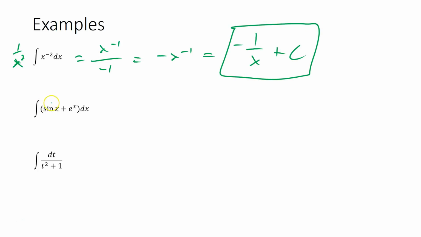All right, next one, the antiderivative of sine x plus e to the x. The antiderivative of sine is negative cosine, right? Because the derivative of cosine is negative sine, so we have to have a negative to cancel that out. And then plus e to the x. E to the x is its own derivative, plus c. That's it.